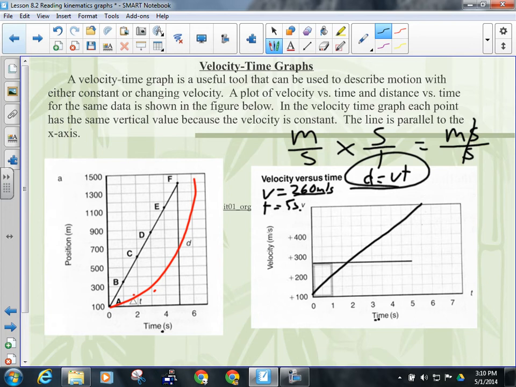Could I still do that? Could I still find the displacement of this object by finding the area underneath the line? Yeah, I can. How do I find the area of a triangle? Base times height divided by 2. All right, why is that going to work? Because it's still this equation. Base times height divided by 2.